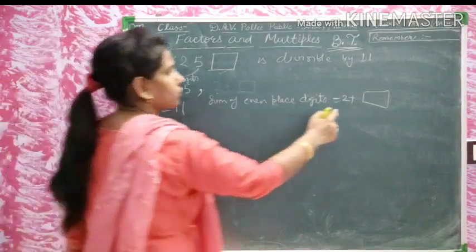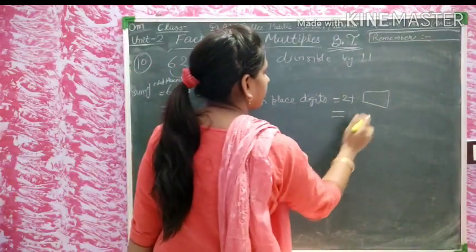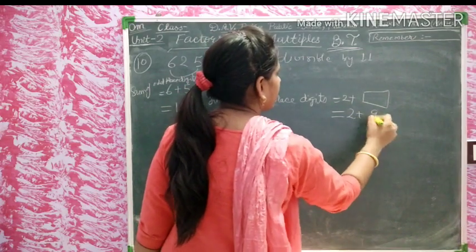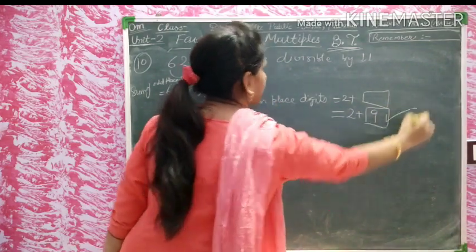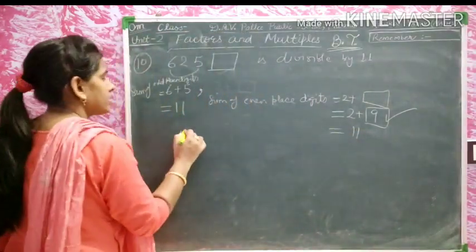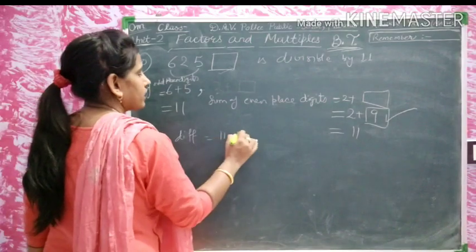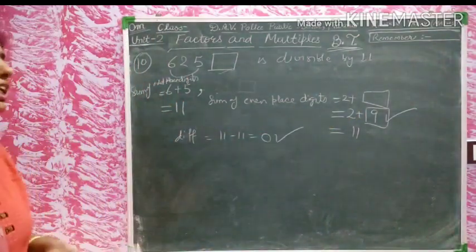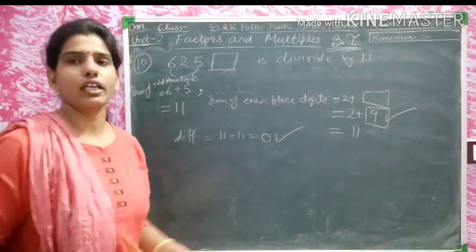So 6 plus 5 equals 11. It means this should be 11 here to become divisible by 11. So 2 plus 9 in the box should be 11, divisible by 11, because the difference is 11 minus 11, that equals 0. It means 9 is the number placed here. After that it is divisible by 11.